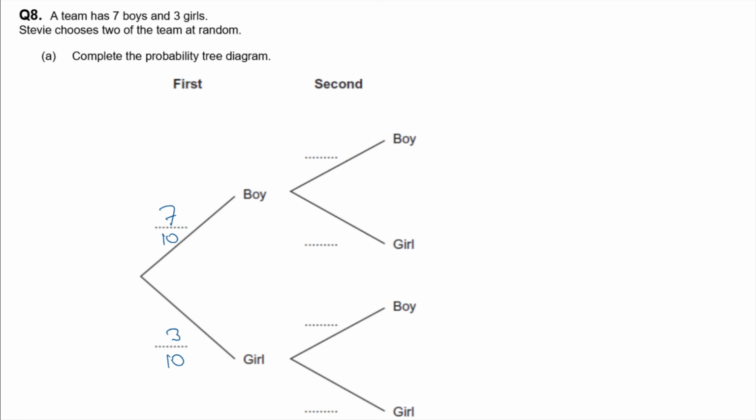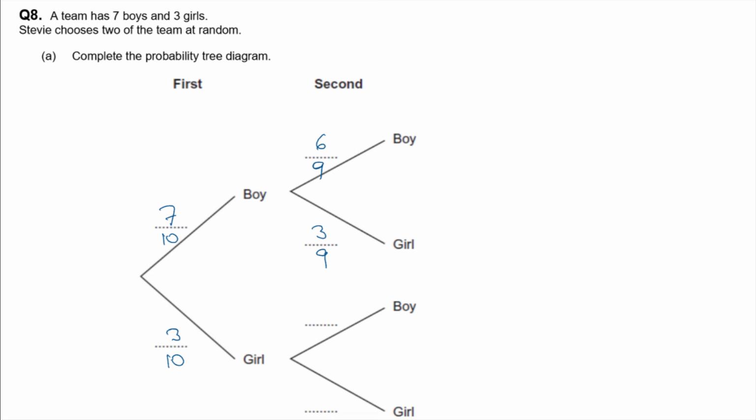Now for the second selection, I'm picking a team, so I'm not putting that first boy back into the group to select again. Whoever we picked at the first place isn't going to be in the pick for the second one. So if I picked a boy on the first selection, I've got 1 less boy to pick from on the second selection. I've got 6 boys, and I've got 1 less student to pick because I've already picked 1. So that's 6 out of 9. If I picked a boy the first time, I've still got 3 girls to pick from, but I've only got 9 students to pick from in total because I already picked a boy.